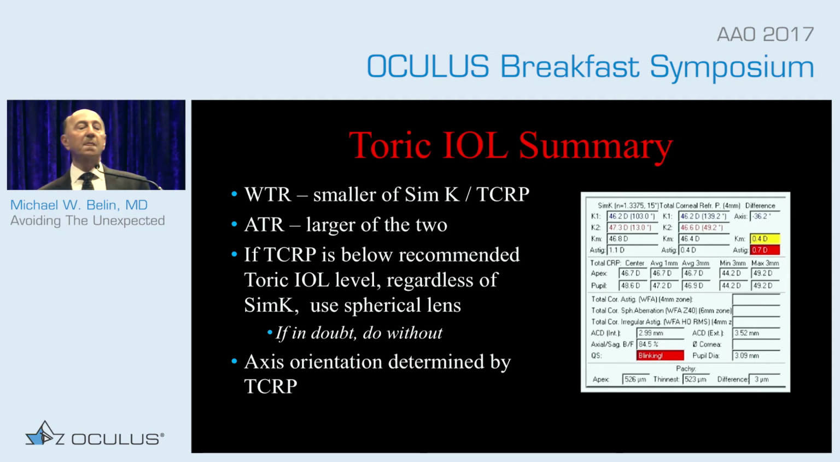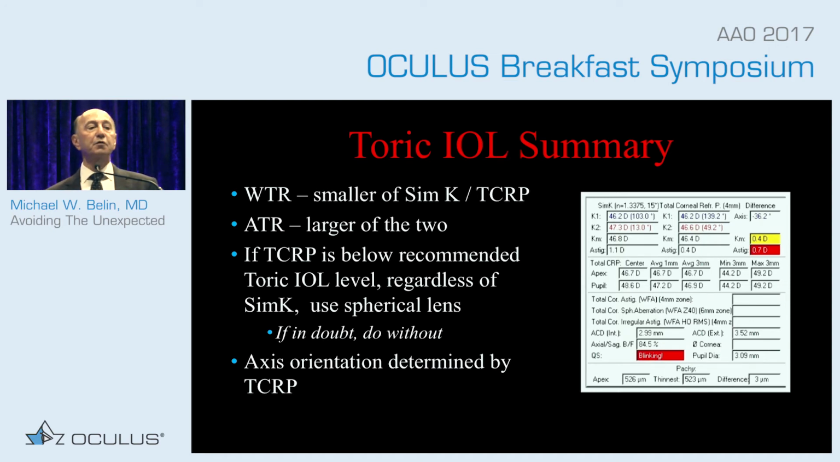So in summary, if you're using the original Alcon formula, in with-the-rule patients I suggest the smaller of the two between SIMK and total corneal refractive power. Against the rule, I use the larger. If you're using the newer Barrett, which does a better job, though not a perfect job, I just use the SIMK values. I use total corneal refractive power to determine suitability. I use total corneal refractive power to determine axis, regardless of which formula you use.